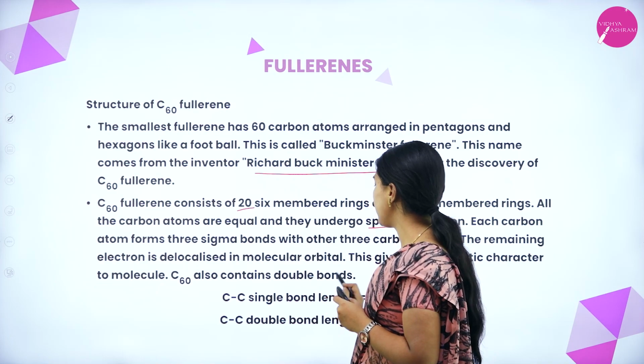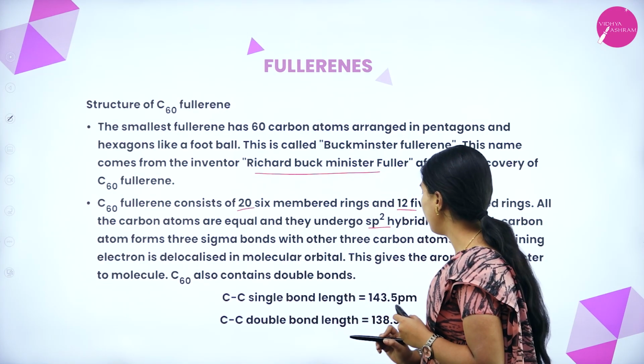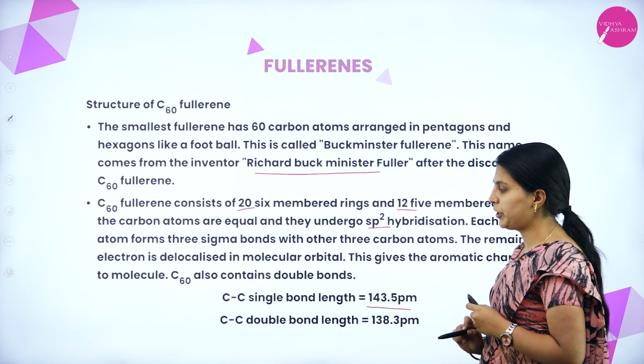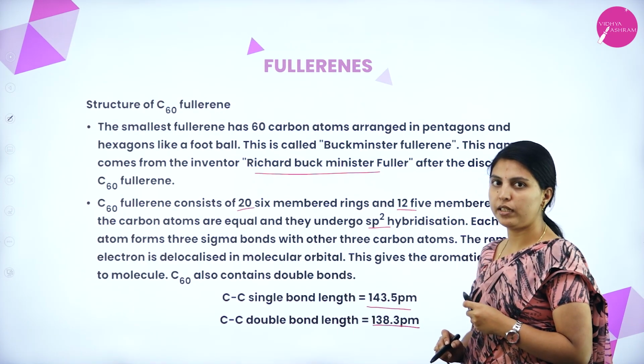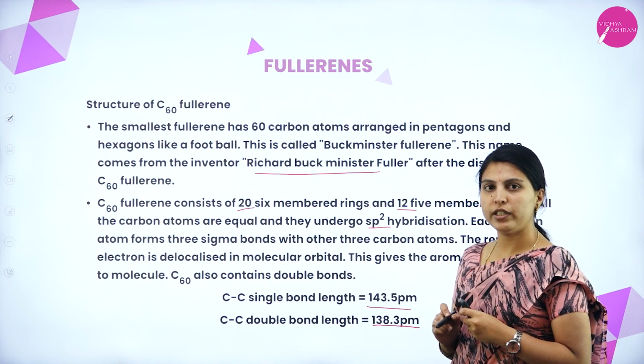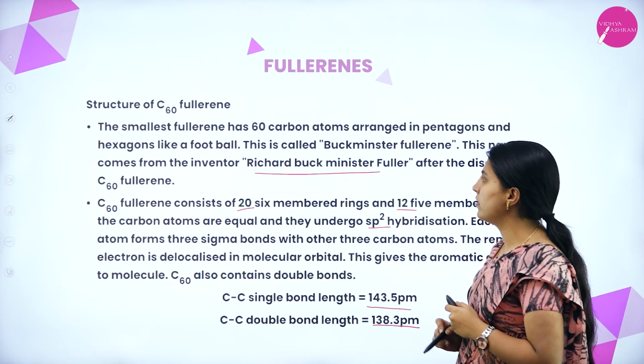C60 also contains double bonds. The carbon-carbon single bond length is 143.5 picometers. The carbon-carbon double bond length is 138.3 picometers. We know that a double bond is always shorter than a single bond.